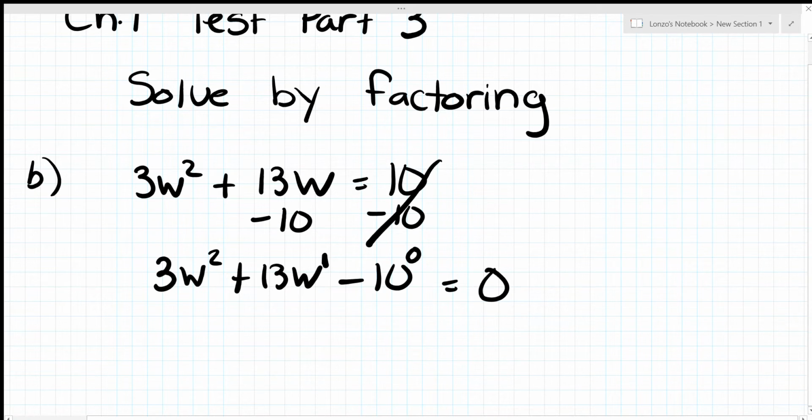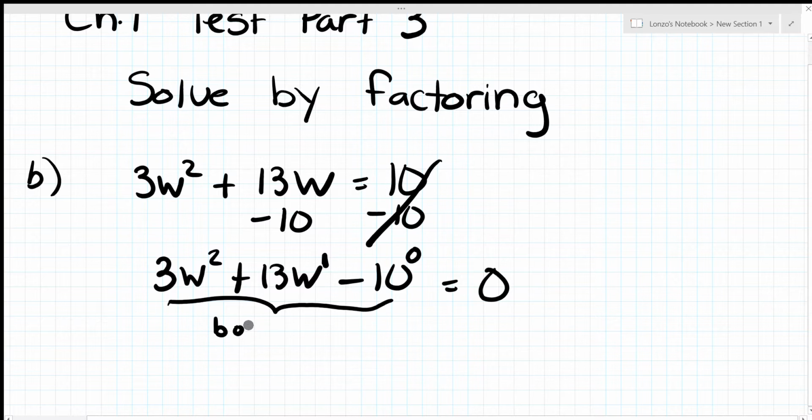So now let's see here. Could we do simple factoring? No, we can't do simple factoring, because look, there's a coefficient of 3 in front of the highest degree. We can only do simple factoring if there were no coefficients. So we can't do simple factoring. What we're going to do is what's called bottoms up factoring.